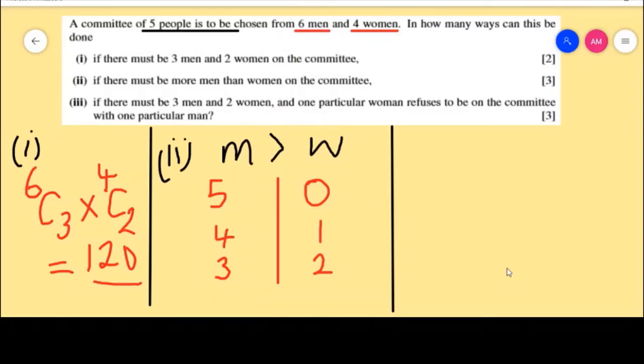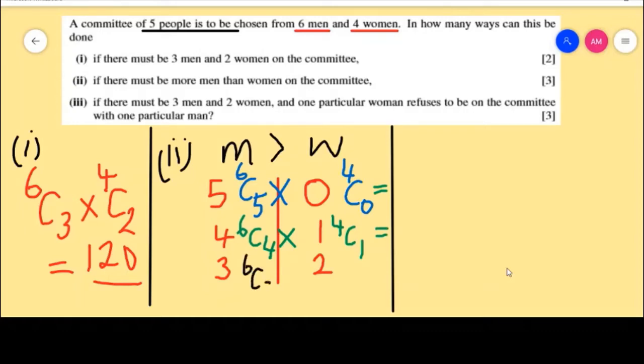All right, so I'll start. I need 5 men, but I have got 6, so I go 6, choose 5 by, I don't need any women, of course I can go 6, choose 0. Right, I need 4 men, so I'm going to go 6, choose 4 by, I need 1 woman, so I'm going to go 4, choose 1. So I will be getting all these answers here. Right, and then finally I need 3 men, so 6, choose 3 times, I need 2 women, so 4, choose 2, and I'll get that.